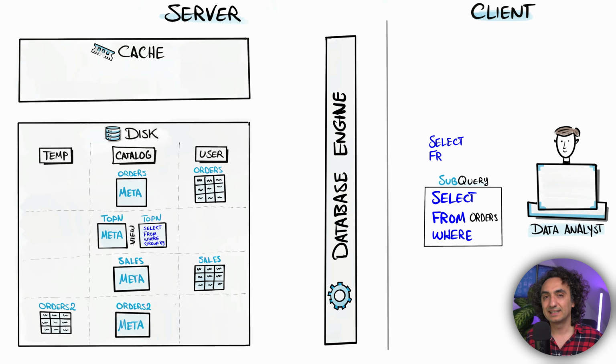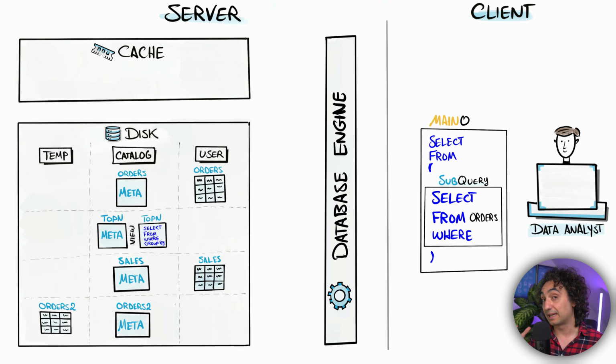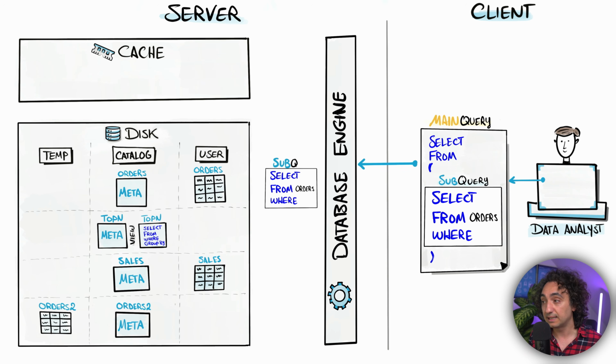So now let's understand how the database server executes subqueries behind the scenes. Let's say you are a data analyst and you are writing a query at the client side where you have a subquery inside the main query. Once you execute it, the database engine will identify the subquery, and in this situation, it will execute the subquery first.